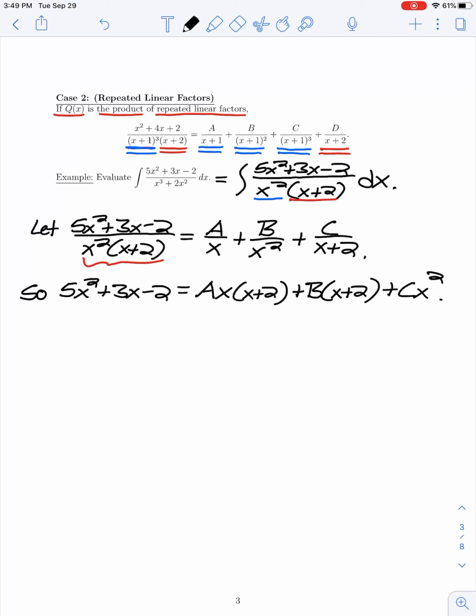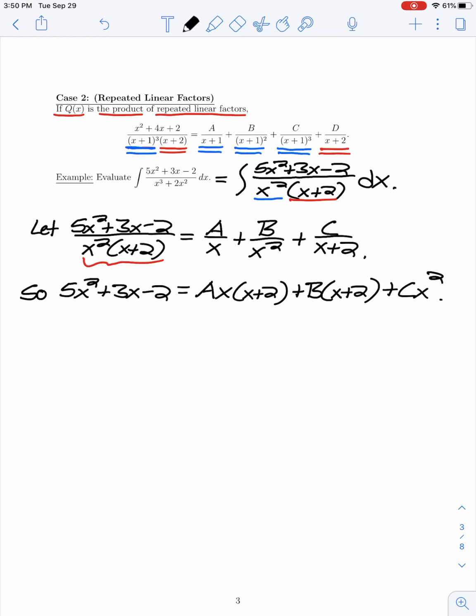All right. So now, let's see if we can solve for our constants a, b, and c. Using the same sort of approach that we had considered previously, let's see if we can choose certain values of x that would allow me to solve for each of my coefficients, a, b, or c.